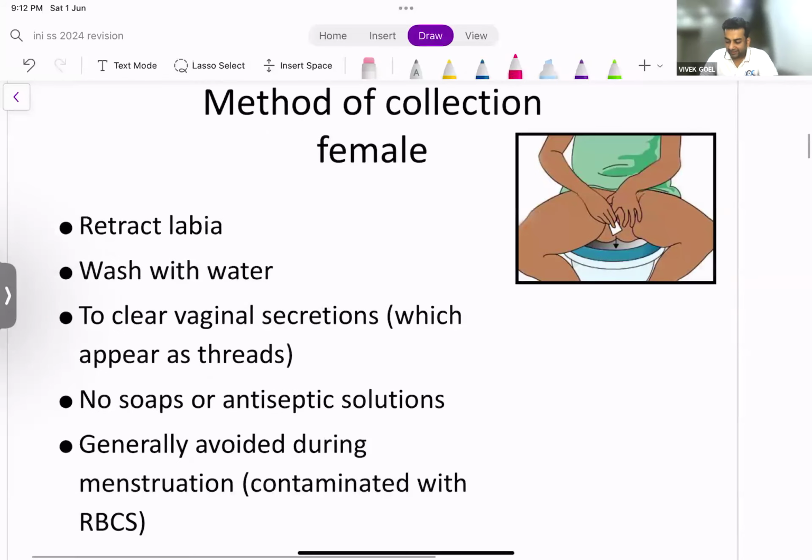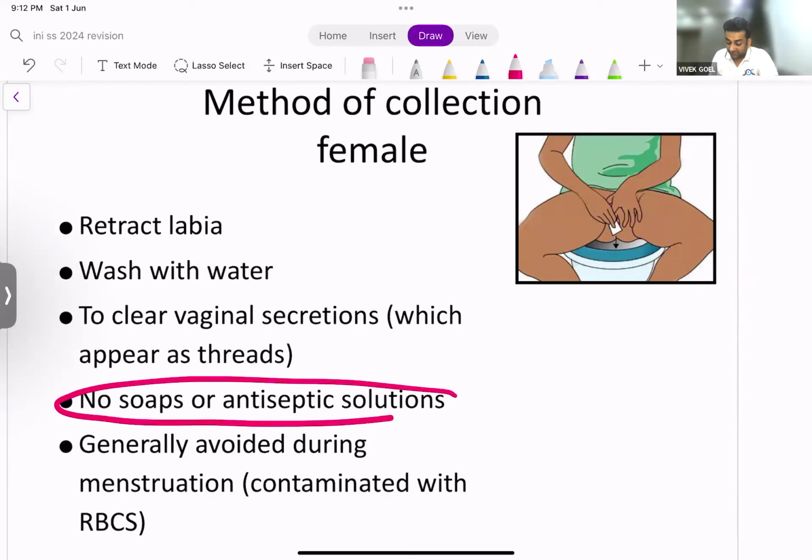For a female, you retract the labia, you wash it with water to clear the vaginal secretions. Again, no soaps or antiseptic solutions, which is very, very important. And you avoid collection during the menstrual phase, which is again very, very important.